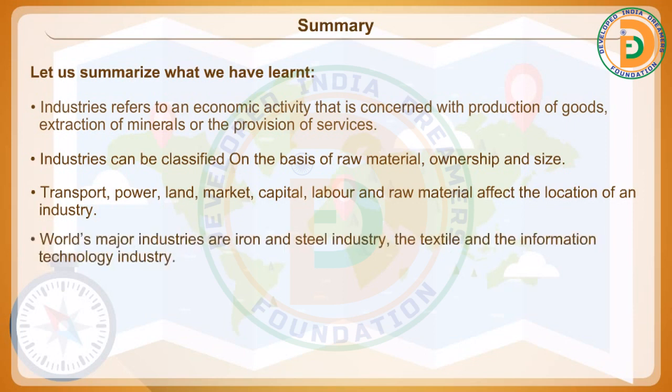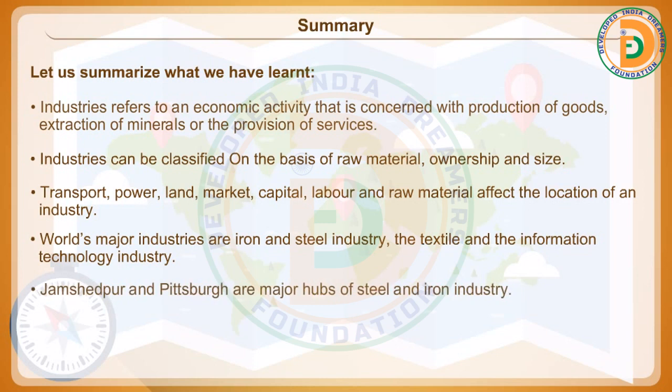World's major industries are iron and steel industry, the textile and the information technology industry. Jamshedpur and Pittsburgh are major hubs of steel and iron industry. Ahmedabad is called Manchester of India. Osaka is called Manchester of Japan.